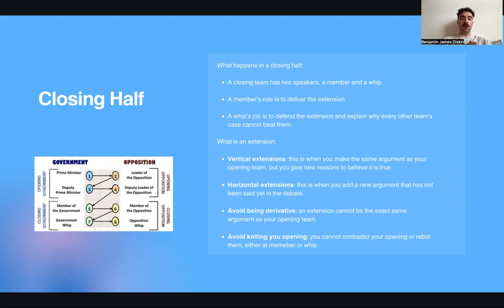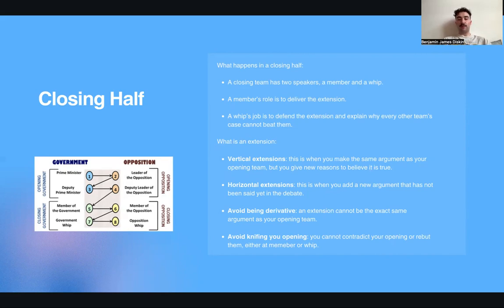The first thing you are not allowed to do, in order to be credited with having your own argument and your own contribution, is that you cannot be derivative. And what this means is that if your opening says an argument or gives a piece of rebuttal, you cannot just re-say it word for word, or re-say it without adding anything new.